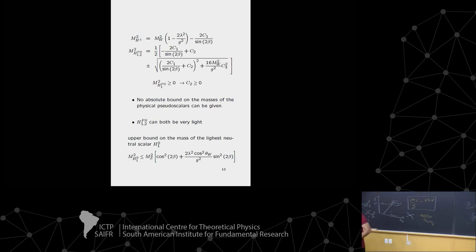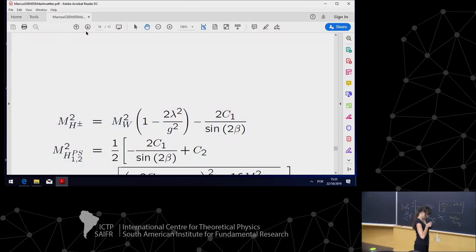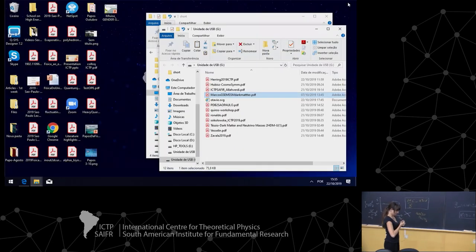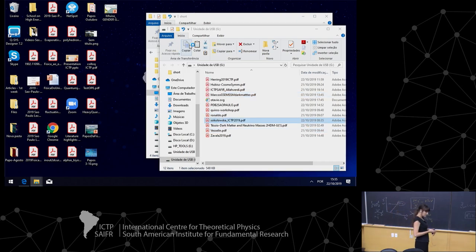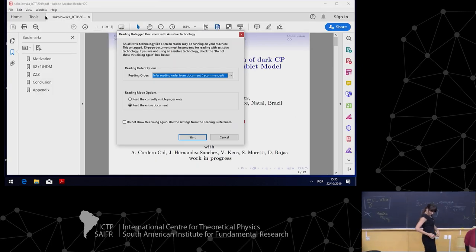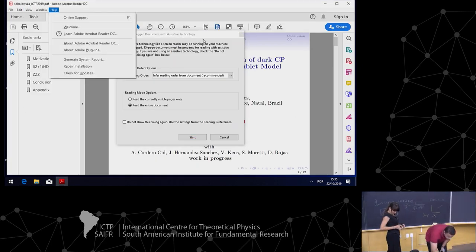The microphone. No, I have this one. You want to use this one? If it works. So does it work?